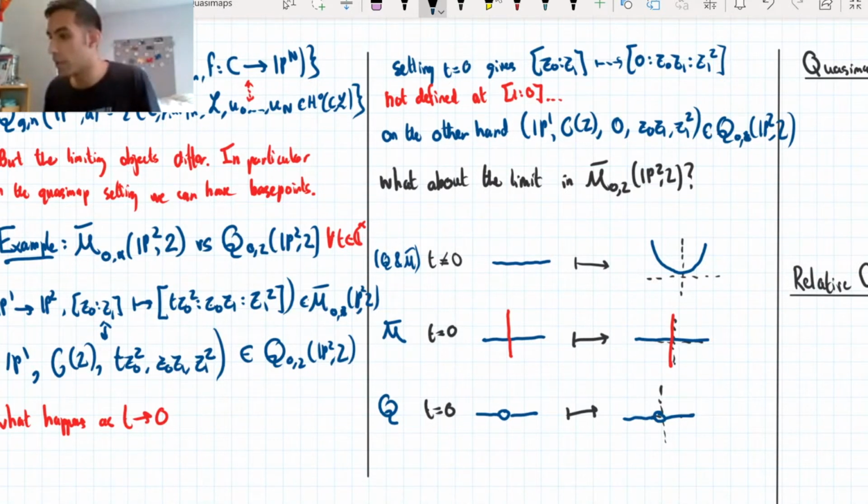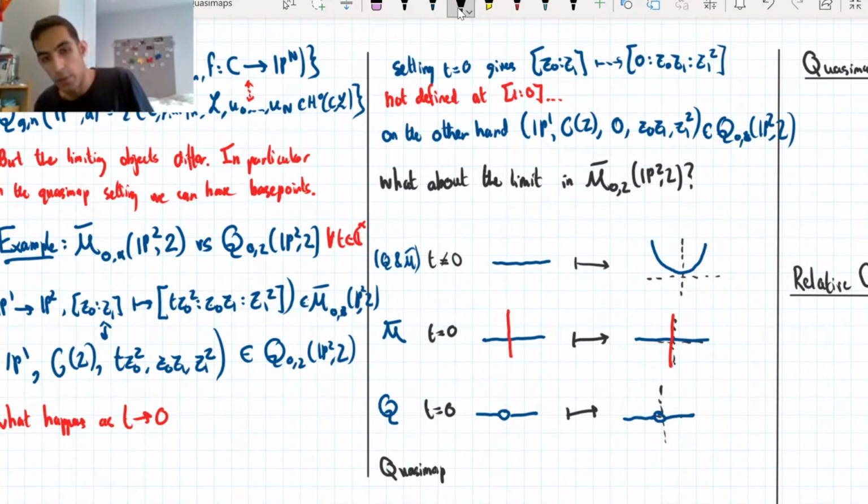Is that okay? Are there any questions so far? No? Okay. The only other thing I want to say about this is that I want to push the agenda that the Quasimap space is better. I want to say the Quasimap space is a kind of more efficient compactification.